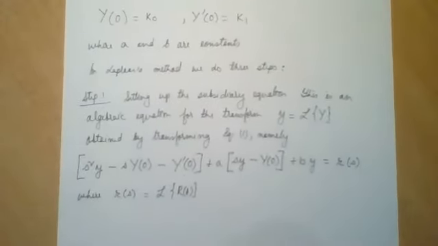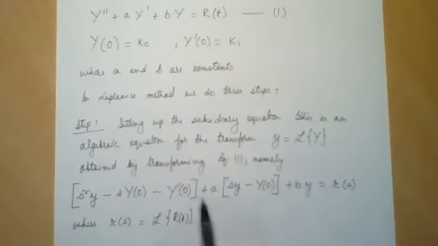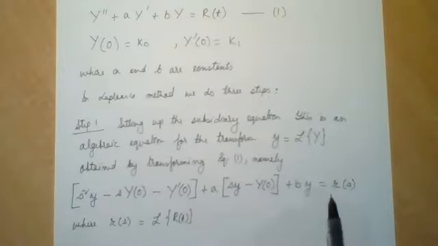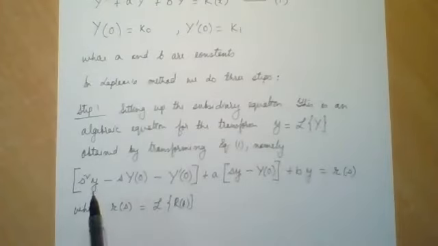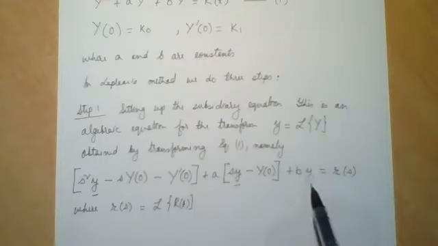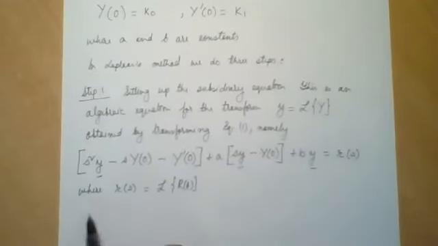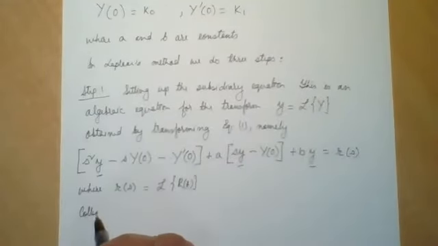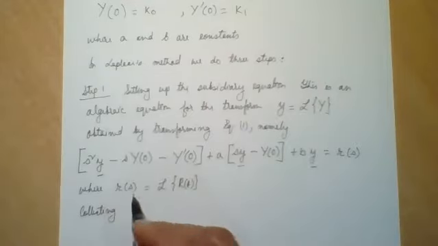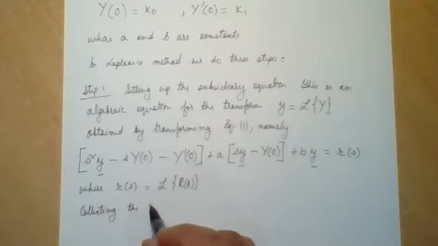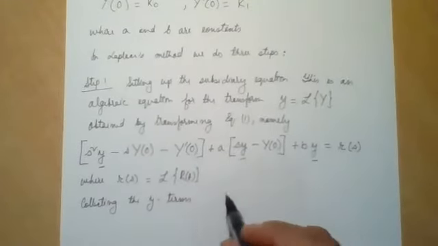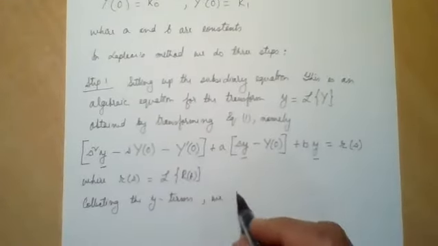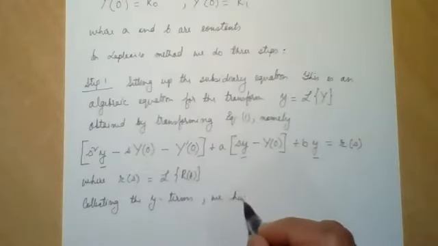Now we have obtained the Laplace transform of equation number 1. Now let us collect the terms that contain small y. We have one term here, another term here, the third term here. So collecting the y terms, we have the subsidiary equation.